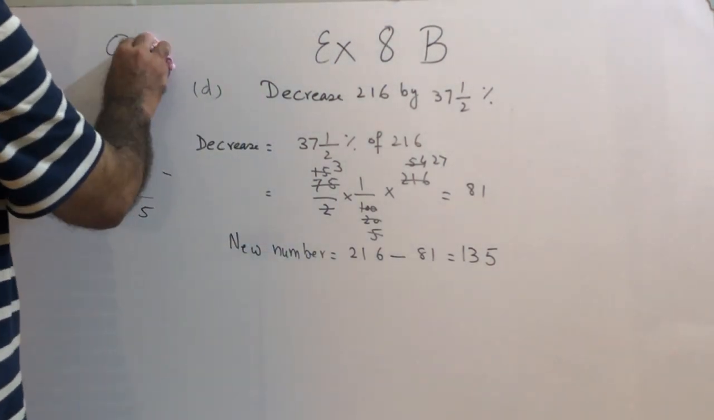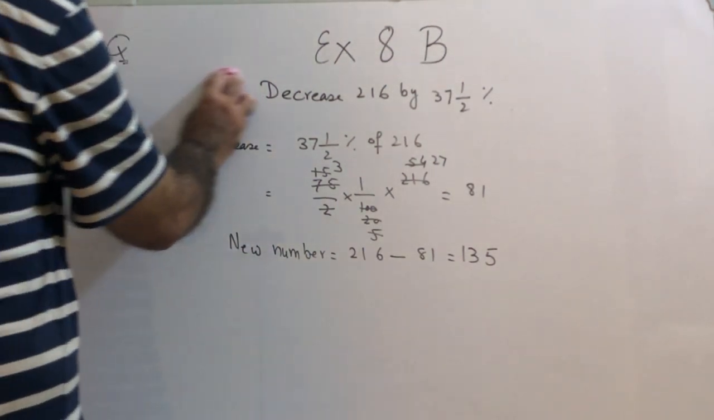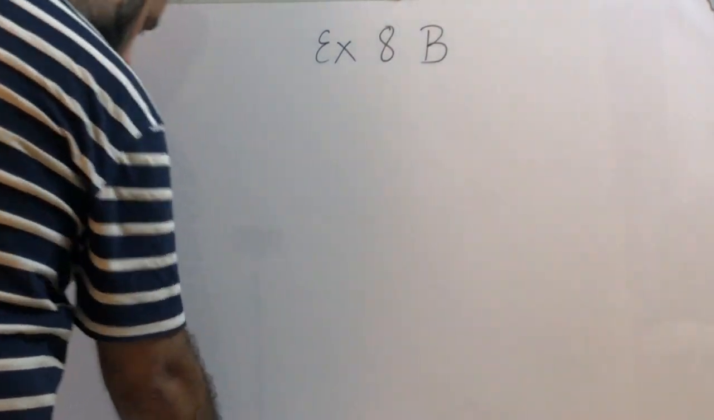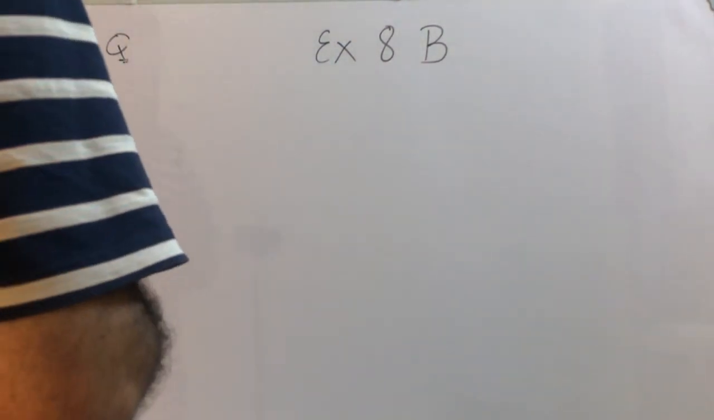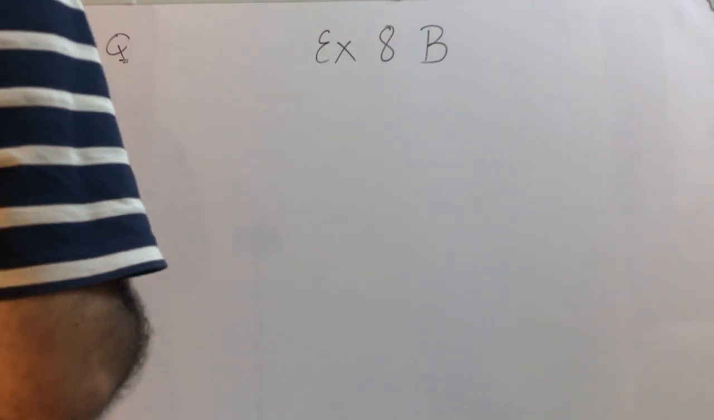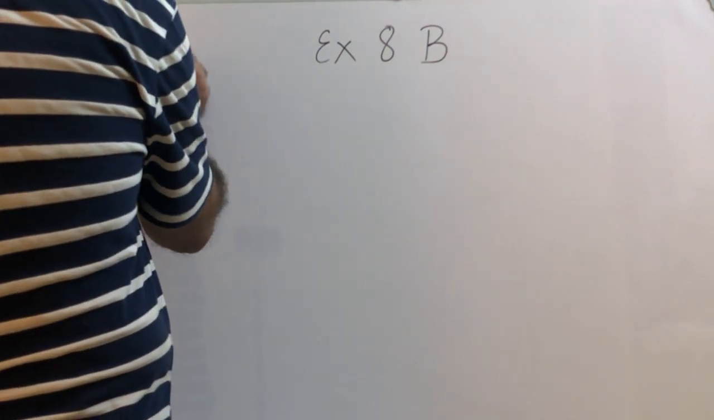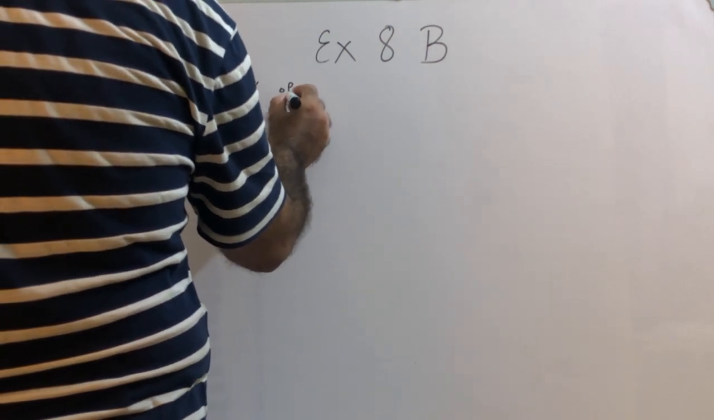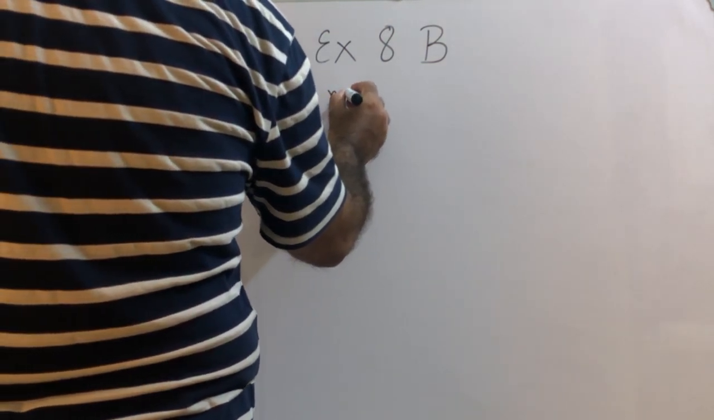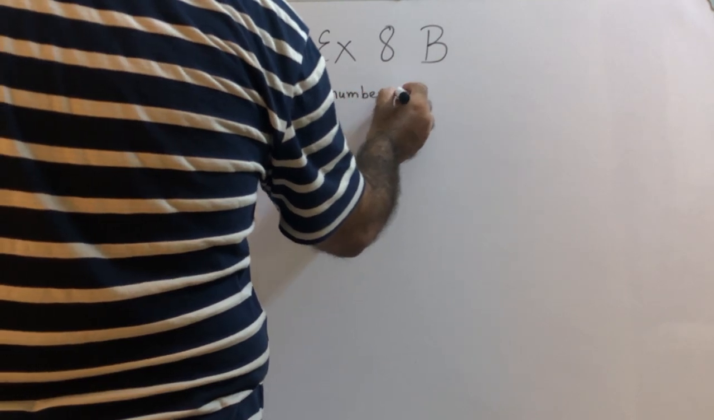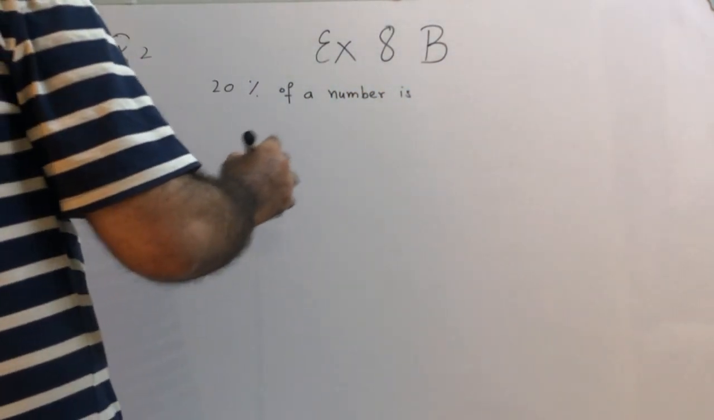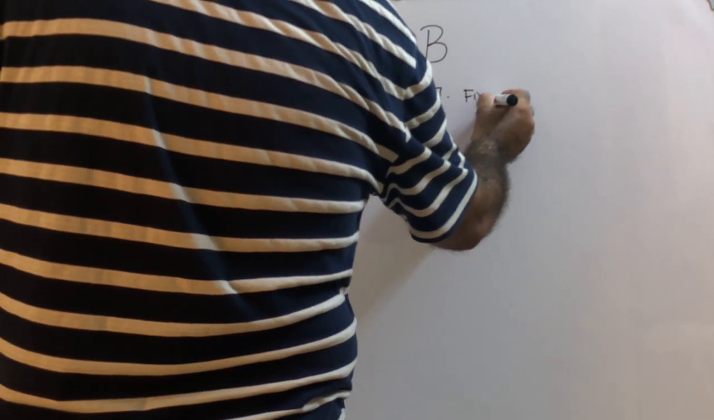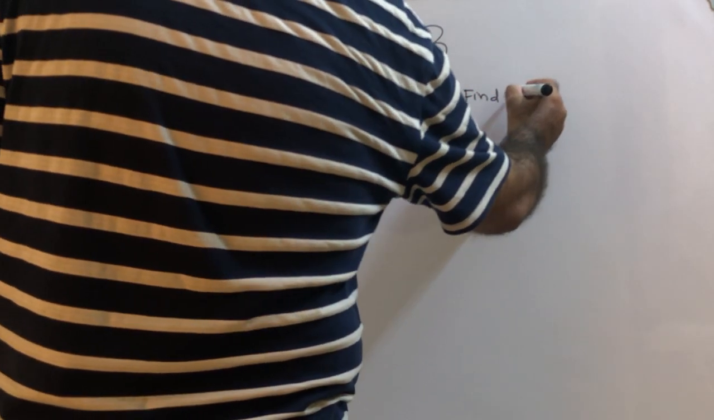Now we'll be doing question number 2. Question number 2 says, 20% of a number is 17. Find the number.